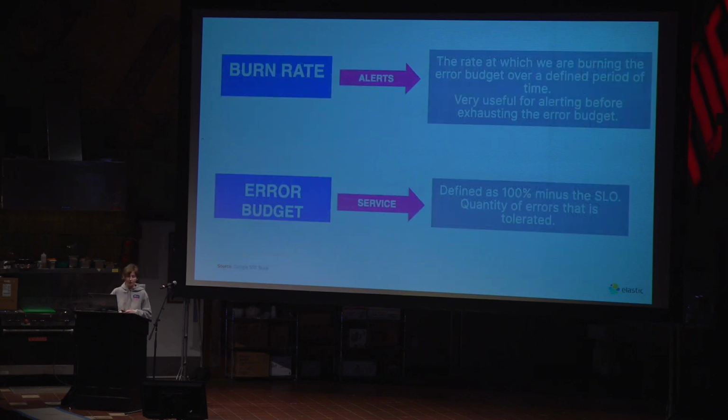While we are thinking in terms of SLOs, we're also trying to make a point of the burn rate alerts. That comes in really useful when we think about the rate at which we are burning the error budget over a defined period of time. And we cannot really have it without the error budget, which is defined as 100% minus the SLO. So these are some basic definitions just to keep in mind going further.